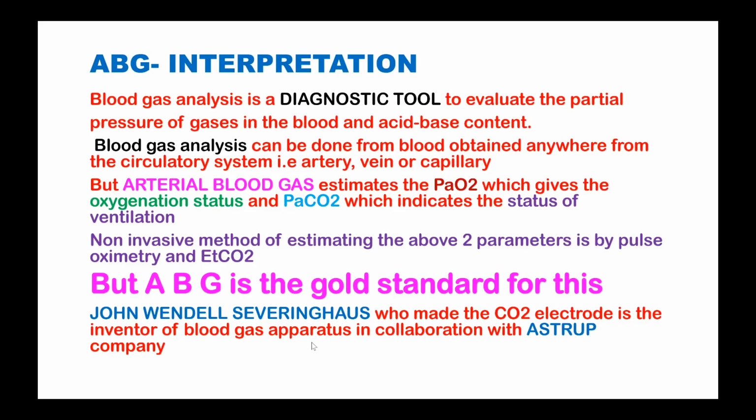What are the values that are actually measured using the blood gas apparatus? What are all the values that are calculated in the report that is given?